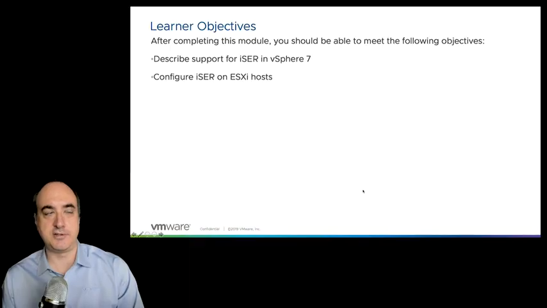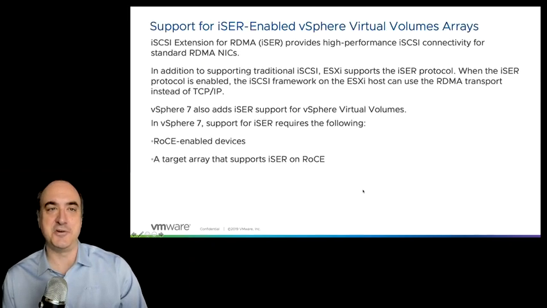Welcome back. Next up is the lesson that covers the topic of iSER. iSER, which is the iSCSI Extensions over RDMA, is a feature introduced in vSphere 6.7. There are new features with this feature in vSphere 7, though. And so we'll talk about describing the support in vSphere 7 and also the configuration of iSER on ESXi hosts.